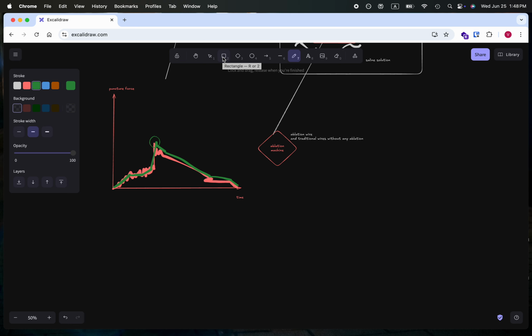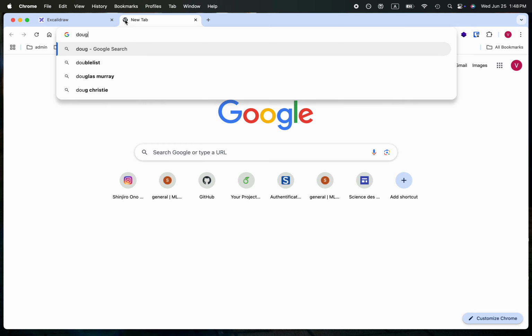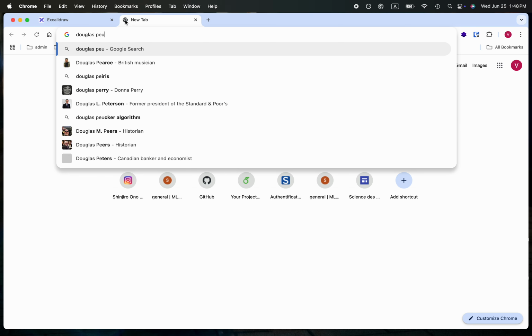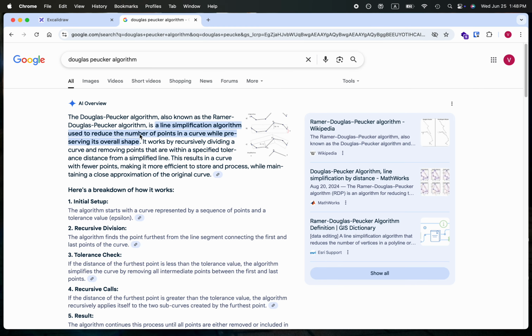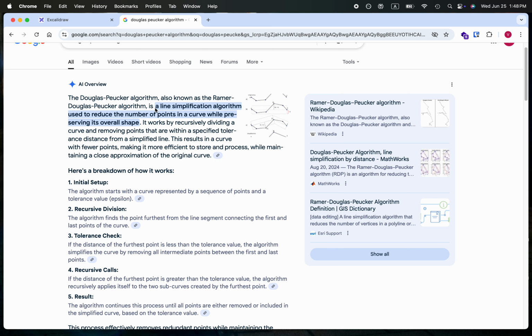So this is where the software part comes in. What I did was I implemented something called the Douglas-Peucker algorithm. So yes, this is exactly what it does. It's a line simplification algorithm to reduce the number of points in a curve while preserving its overall shape.